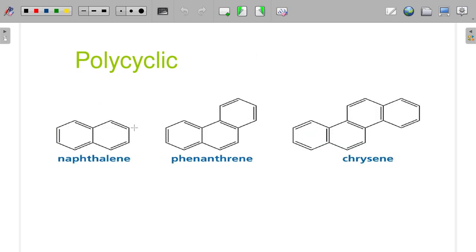Now, we can't say all rings are always going to be aromatic or not, but we can say if it's flat, has those p orbitals, we can just flat out count the pairs. So these polycyclic rings, if we count the electron pairs, 1, 2, 3, 4, 5, aromatic. 1, 2, 3, 4, 5, 6, 7, aromatic. 1, 2, 3, 4, 5, 6, 7, 8, 9, aromatic. All of these polycyclic rings on this page are aromatic simply because they have an odd number of electron pairs.